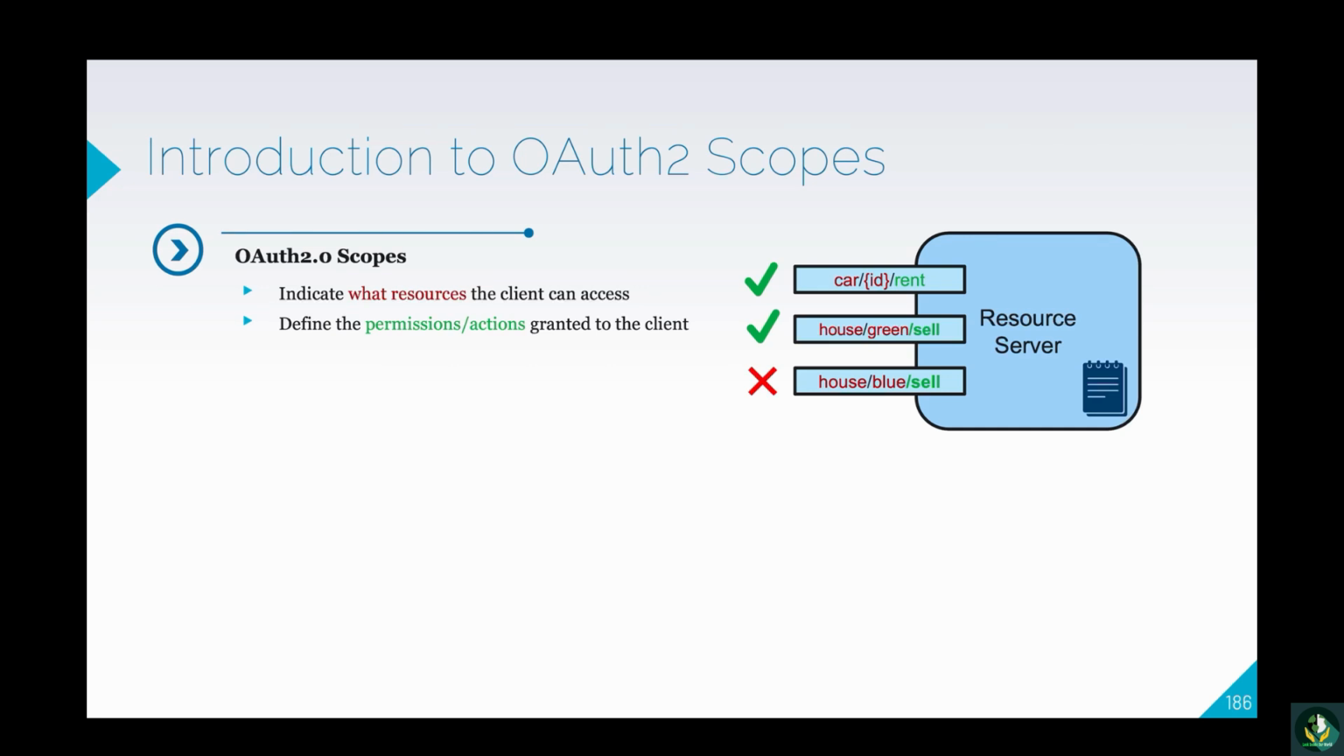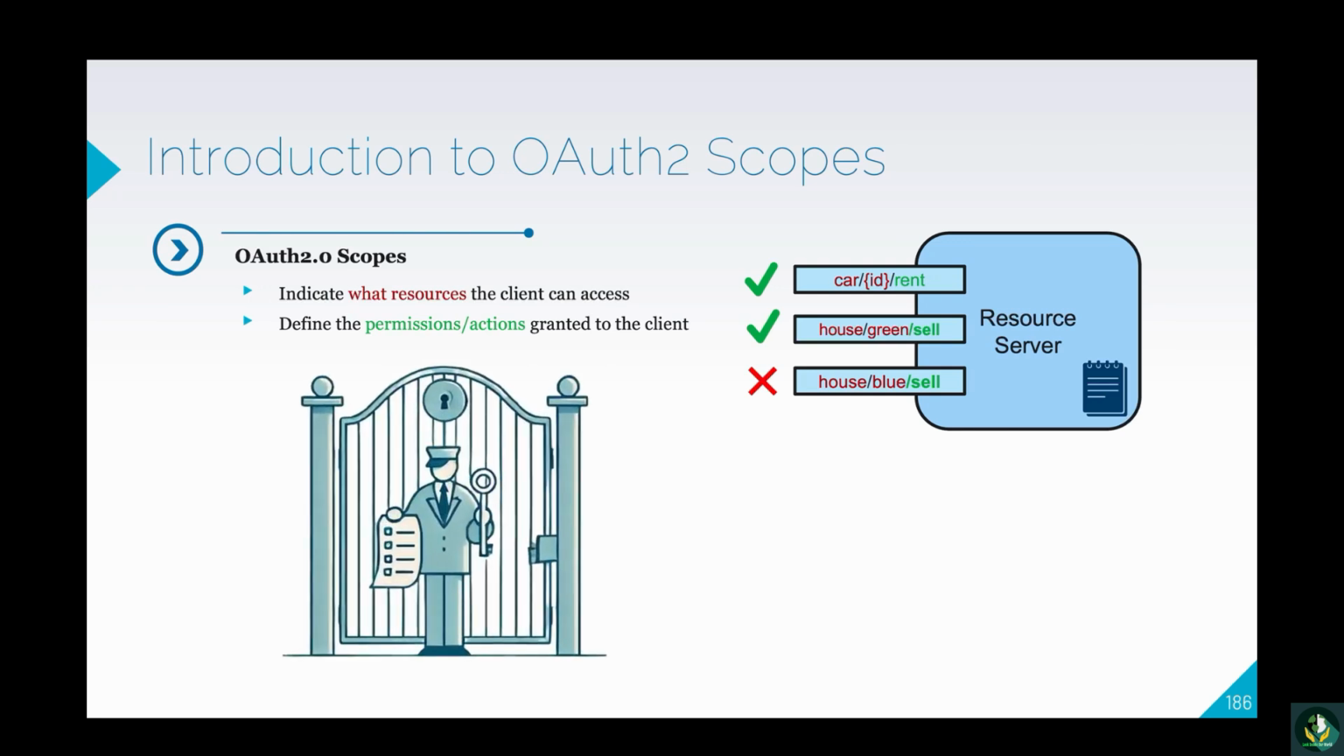This clear separation of resources and actions allows for fine-tuned access control, ensuring clients can only perform the actions they are explicitly permitted to. So scopes act as gatekeepers, defining exactly what a client is allowed to do within the API. This ensures that access is tightly controlled and clearly specified, providing a robust security mechanism.